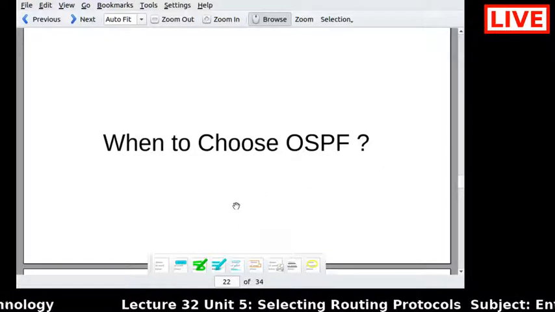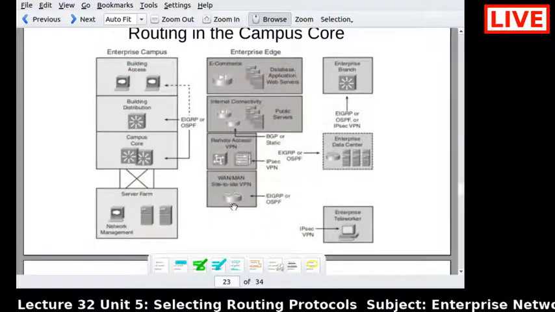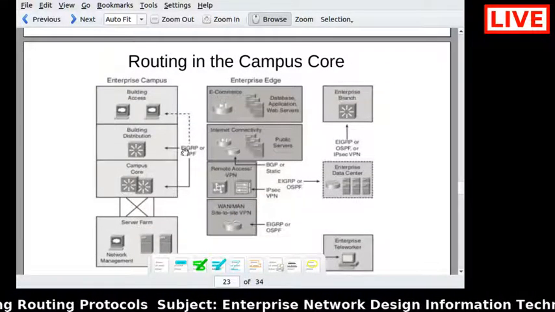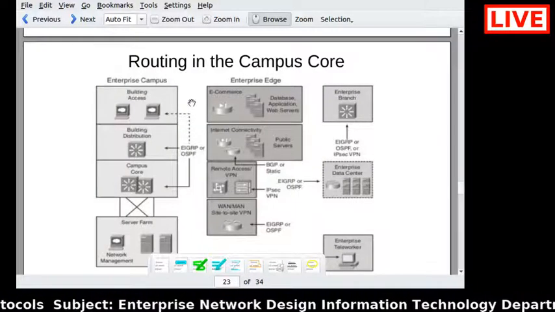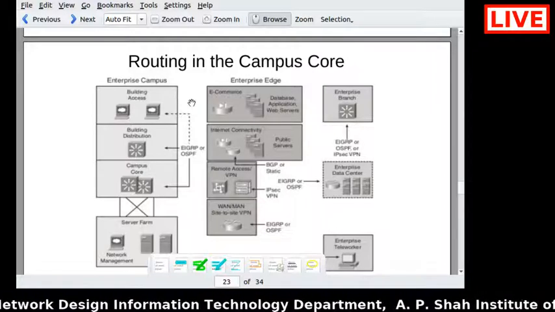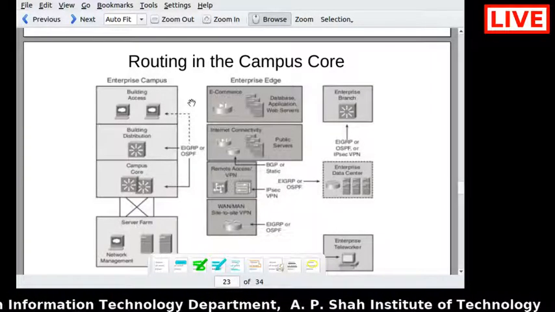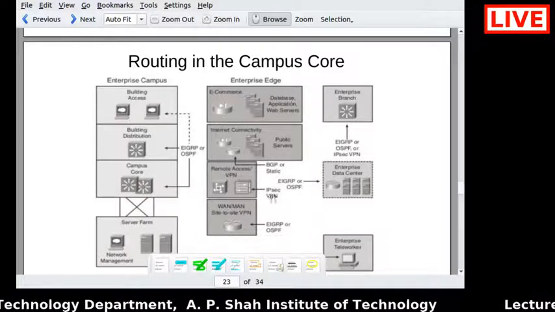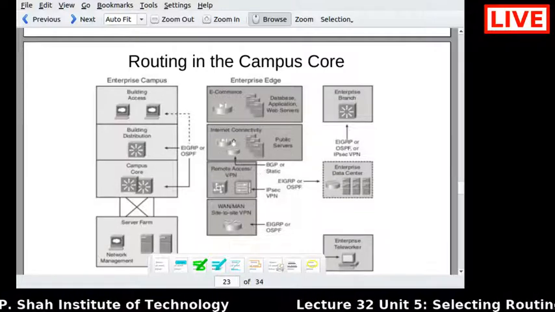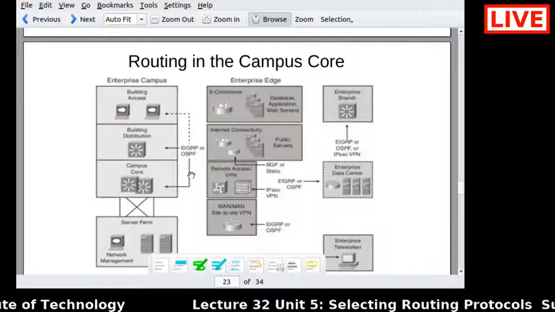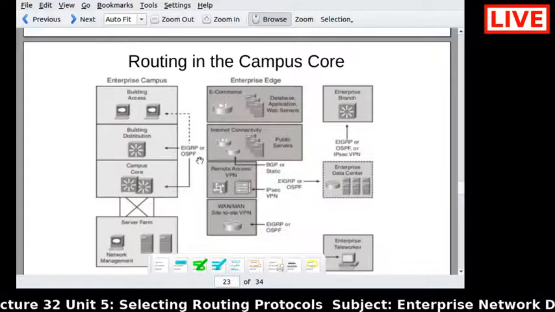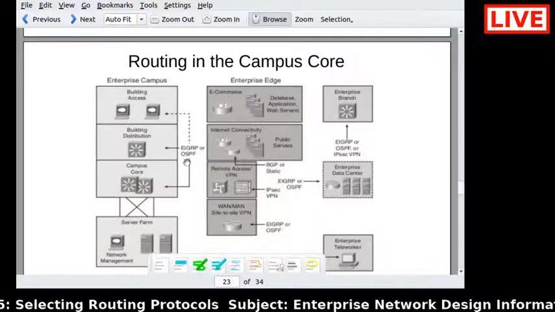Then we will see routing in a campus core design. In each and every part, whether you look at the IP addressing plan or routing in public and private addresses, we always compare with our enterprise area network, in which different functional areas exist, and according to those functional areas we identify where this technology is well suited.